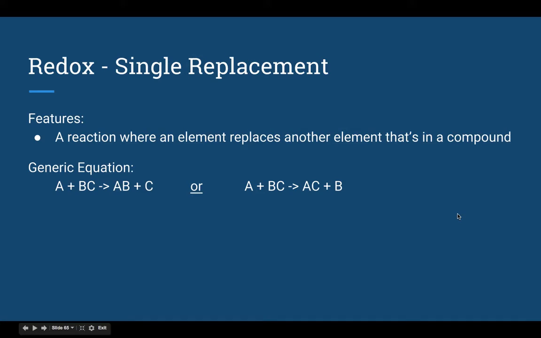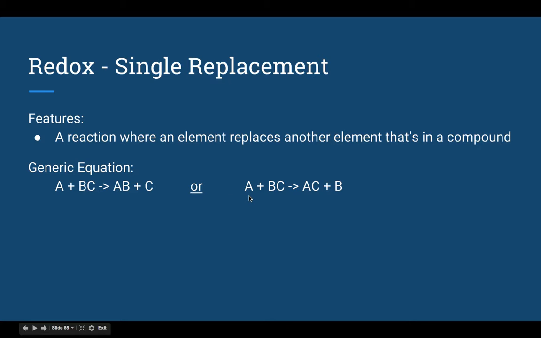Cool. All right, moving on to the next one, single replacement reaction. This is any reaction where one element is replacing another element in a compound. So here we have, let's say, some ionic compound, for instance, BC. And depending on what element, A, we introduce here, we could replace either the cation, B, or the anion, C. So here I have it replacing the anion, C. So here we have our A, our element, replacing C in this compound to form AB and C.